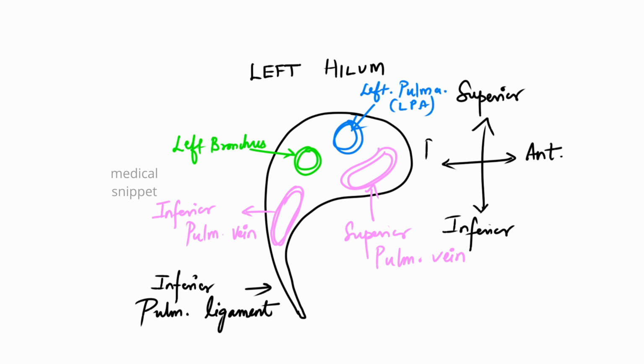From anterior to posterior, the left superior pulmonary vein is the most anterior structure, followed by the left pulmonary artery, and the most posterior structure is the left main bronchus. There are two left bronchial arteries that follow the bronchus.